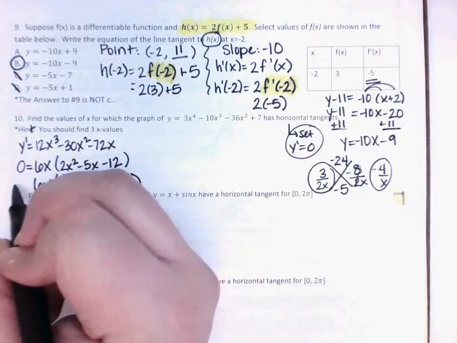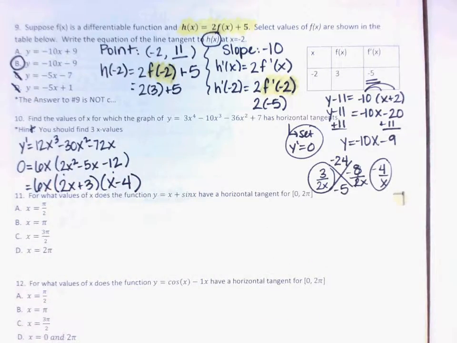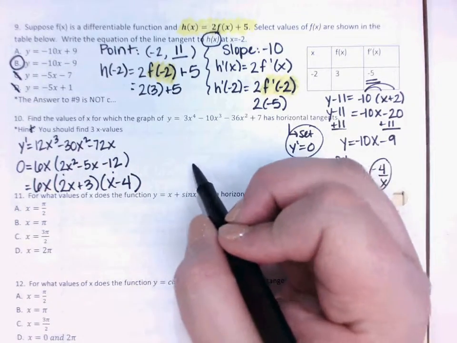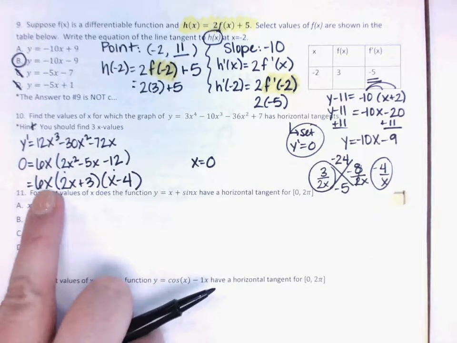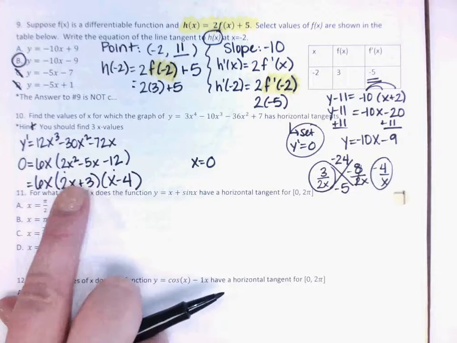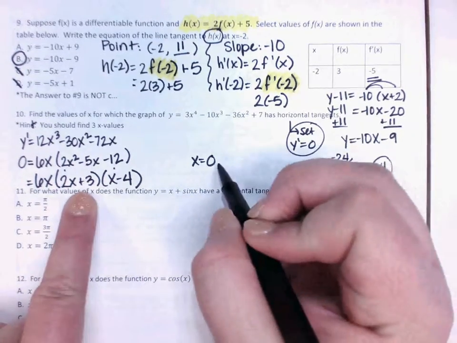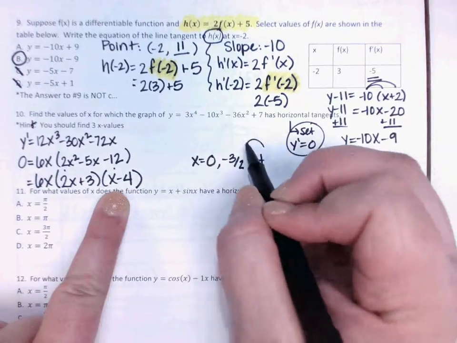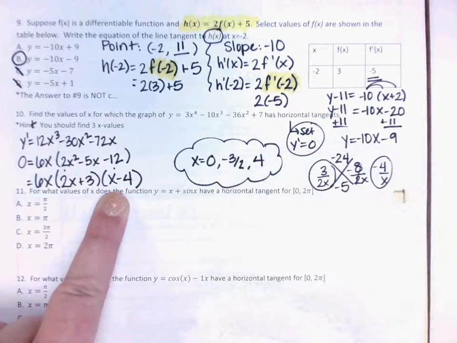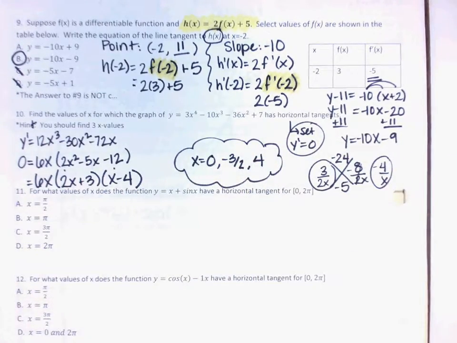From there, what are my 3 values? Okay, where does the 0 come from? That's correct. 6x. Anytime x is outside, 0 is a factor. What about this guy? Negative 3 over 2, and then last one, 4. Easy? Yeah. Good.